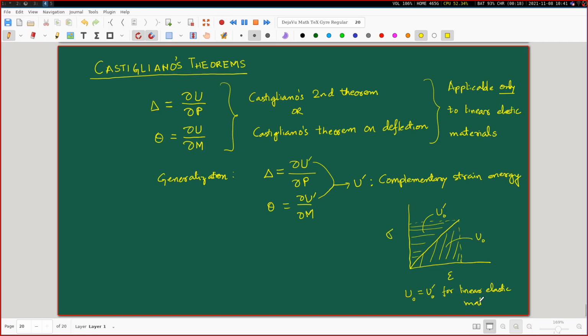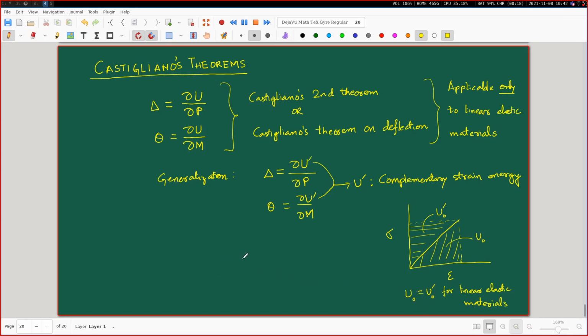For linear elastic materials, there is no difference between the strain energy. We are talking in terms of the strain energy density here, but you understand that you are multiplying by the same volume of the overall body. So if U naught is equal to U naught dash for the same body, it is going to be U equal to U dash. We have this relation for linear elastic materials.